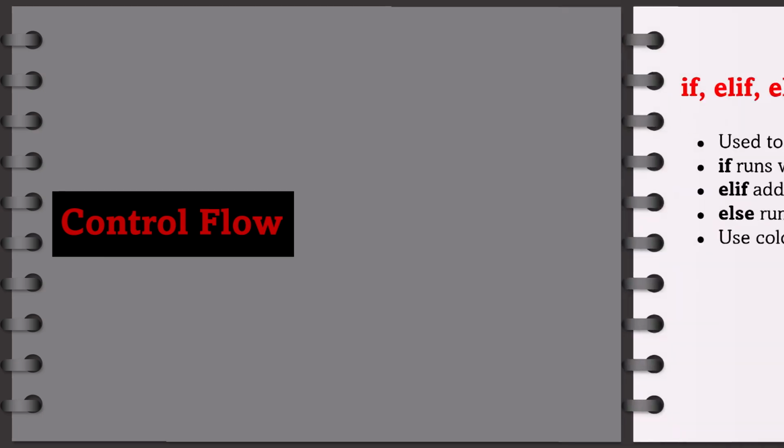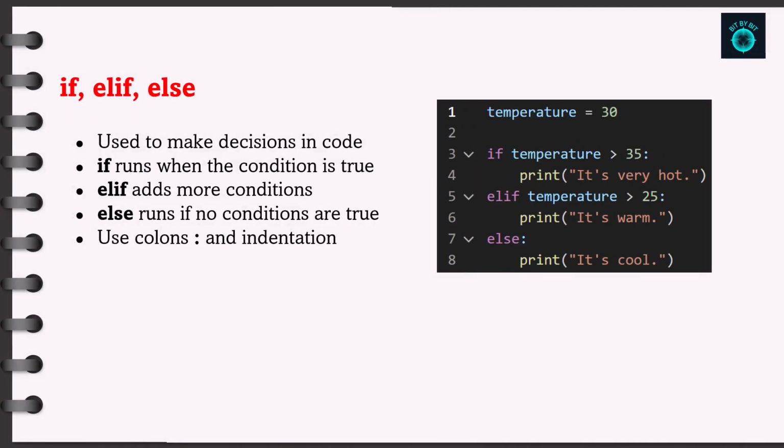Control flow. If, elif, else. The if, elif, and else statements are used to control the flow of your program based on conditions. The if statement checks a condition, and if it is true, the indented code block runs. If the first condition is false, the elif block allows you to check more conditions. If none of the if or elif conditions are true, the else block runs as a final fallback.